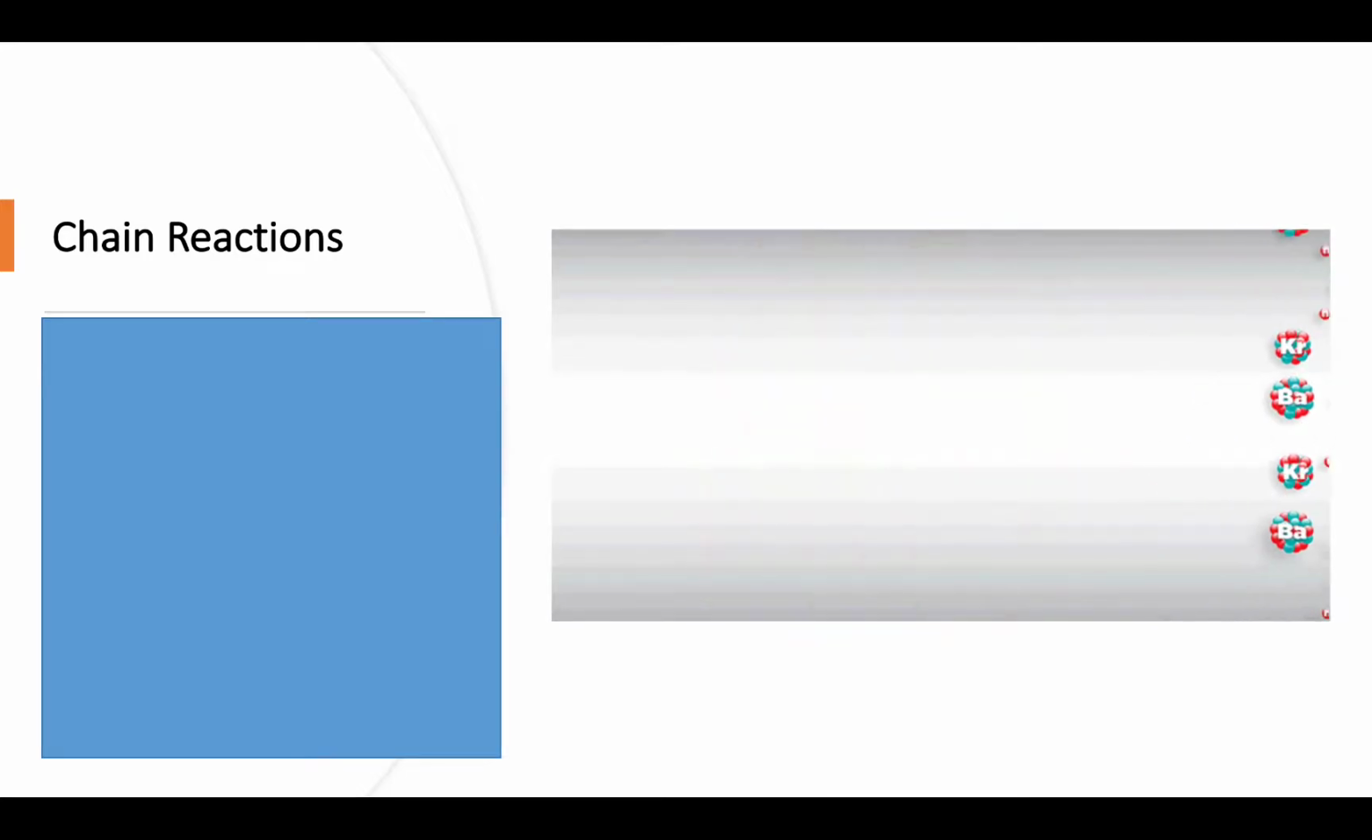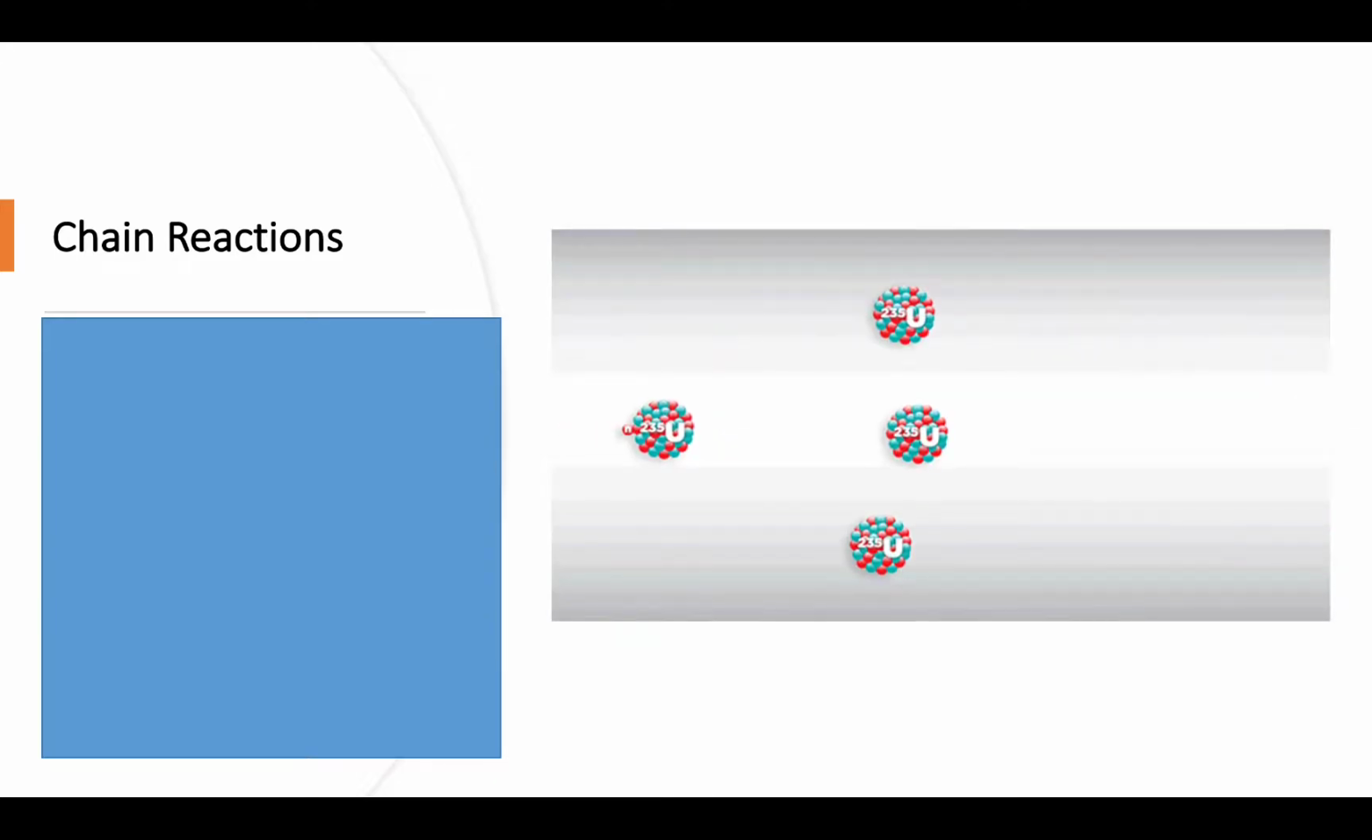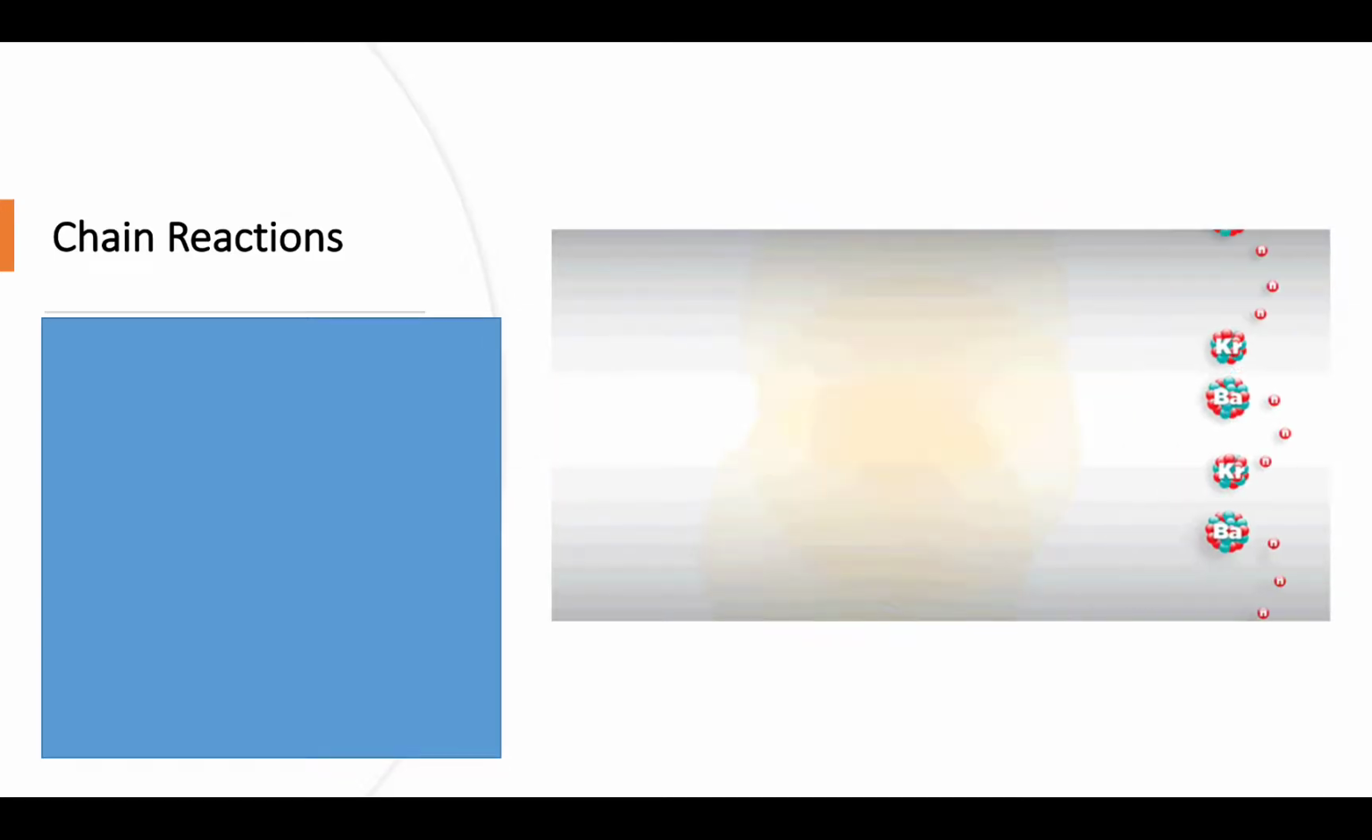So what's a chain reaction? As you can see in the GIF on the right hand side, you've got a neutron being absorbed into a uranium-235 nucleus, becoming a uranium-236 nucleus, producing two daughter nuclides of barium and krypton, and three neutrons. And those neutrons are then being absorbed by more uranium-235, and what we've got is a chain reaction.